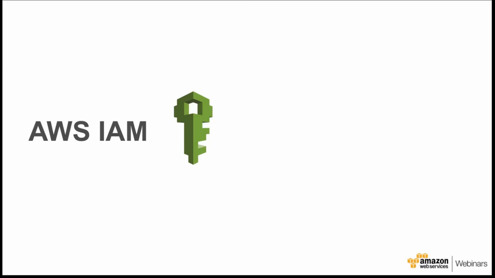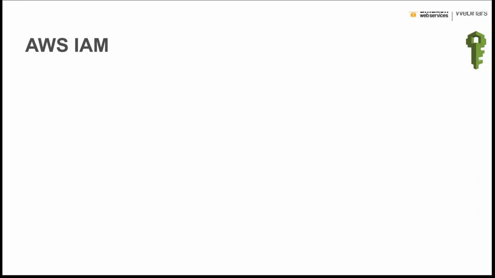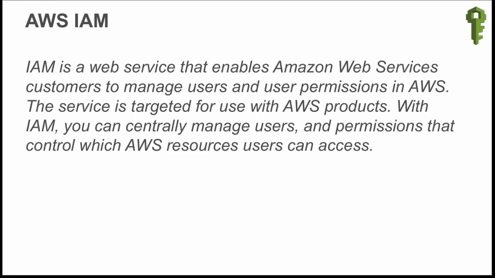So with identity and access management, in the security domain, there's many key aspects, but I love IAM because it's really powerful at how you can go about protecting your AWS workloads in the AWS environment. So let's look a little closer around what is identity and access management on AWS. So IAM is a web service that enables Amazon Web Services customers like yourself to manage users and user permissions in AWS. The service is targeted for use with AWS products. With IAM, you can centrally manage users and permissions that control which AWS resources users can access.